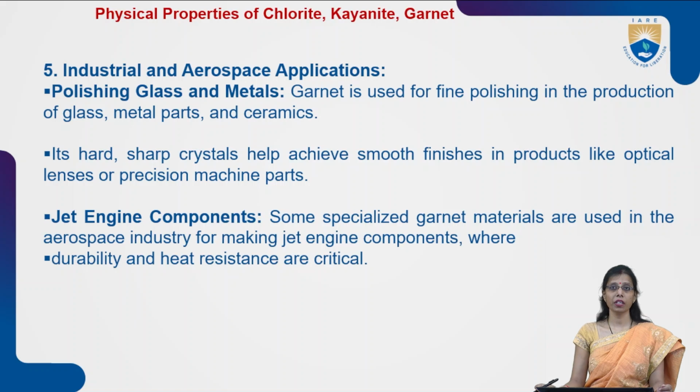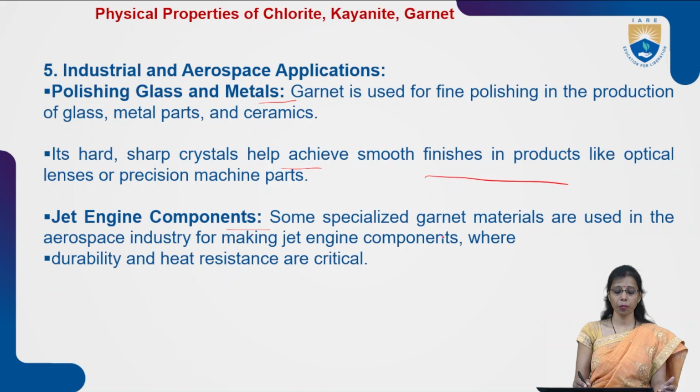Industrial applications and aerospace application. As a polishing agent for glass and metals, garnet is used as a fine polishing material in the production of glass, metal parts, and ceramics, and its hard, sharp crystals help to achieve smooth finishes in products like optical lenses, precision machine parts, and jet engine components. Some specialized garnet materials are used in the aerospace industry for making jet engine components where durability and heat resistance are critical.